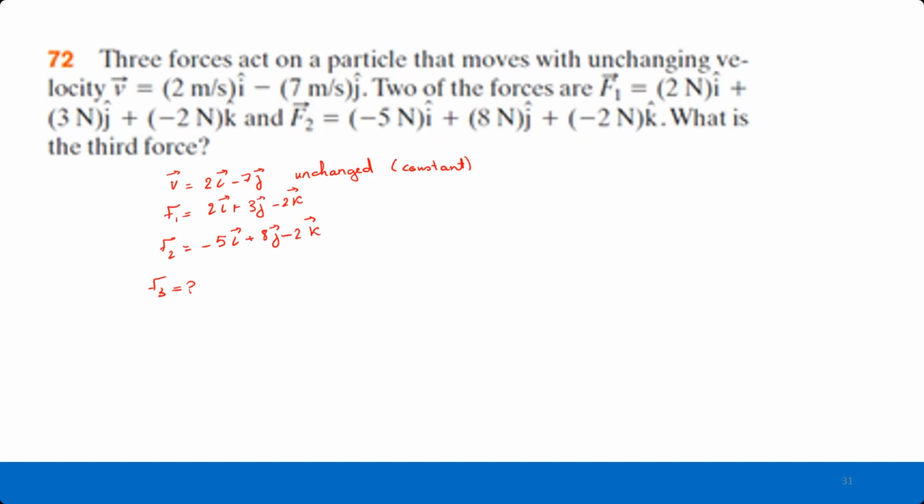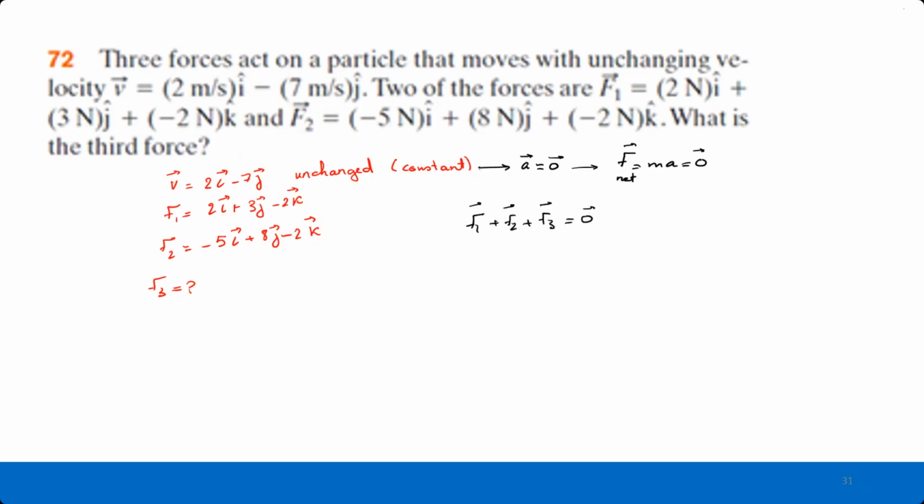So we're looking for the third force, and one thing I know is the velocity is constant. Once you see that the velocity is constant, one thing you can deduce is that the acceleration must be 0 for the velocity to be a constant. And then this means that F equals ma equals 0. This is F net. It means that F1 plus F2 plus F3 should add up to 0.